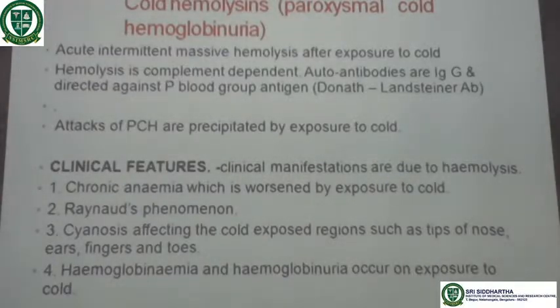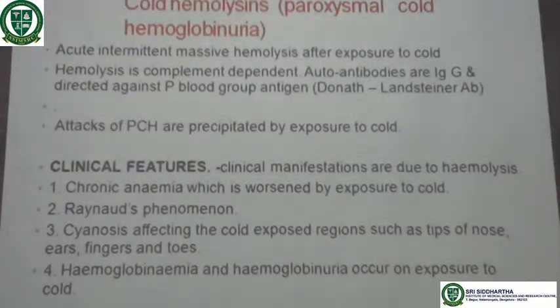So the next condition is cold hemolysis, that is known as paroxysmal cold hemoglobinuria. Okay, it's again a cold antibody, cold AIHA condition only. This is a 3 marks question for you. Paroxysmal, sudden; cold, low temperature; hemoglobinuria, sudden presence of hemoglobin in urine. Okay, it's acute intermittent massive hemolysis after exposure to the cold. Hemolysis is complement dependent. Autoantibodies are IgG type and they are directed against the P blood group antigen. P blood group antigen is the Donath-Landsteiner antigen.